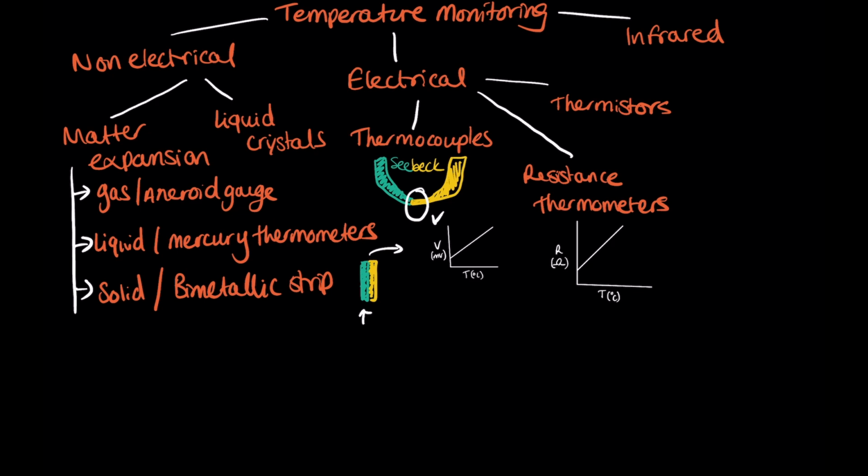Resistance thermometers are extremely accurate, but they're much slower than other methods. Last in the electrical section is a thermistor. This is a semiconductor which is made up of a heavy metal oxide. The relationship between temperature and resistance of a thermistor can be represented by another graph.